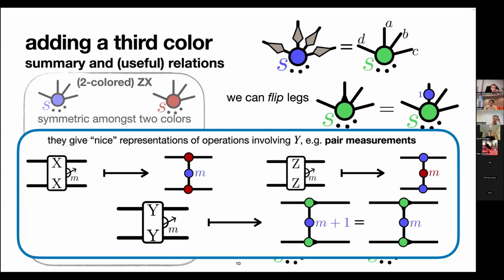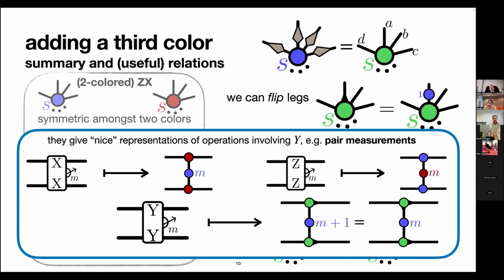Okay. To come back to the earlier point about nice representations, you might ask yourself, well, we had the X, it was nice, why do we need this more? So the point is that if you want to include Y measurements and Y operations, which for many protocols in error correction you want to allow for, or even more generally you want the flexibility to trade one for the other, or transform a collection of X and Z measurements into Y measurements.